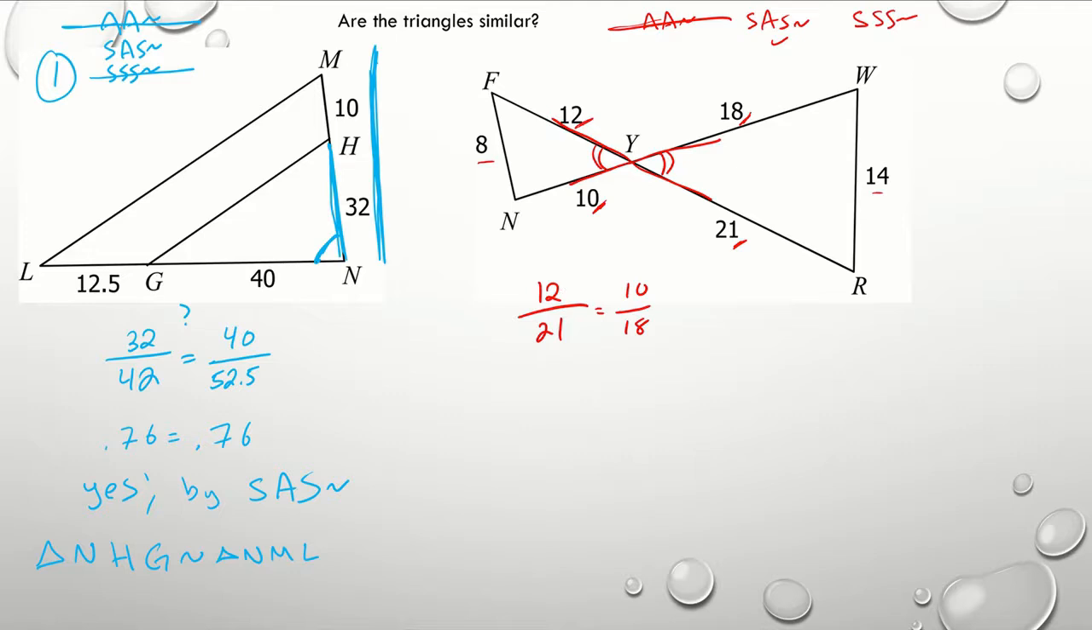So 12 over 21, the biggest number is 3. 3 goes into 12 four times, and that's 4 over 7. The biggest number between 10 and 18 is 2, and that's 5 over 9. So here we can say not similar. Even if I tried side side side, 8 over 14, if we simplify that, the biggest number is 2, that's 4 over 7. Even though both of these match up, the other one does not. And remember, they all have to be proportional in order for me to show that triangles are similar.